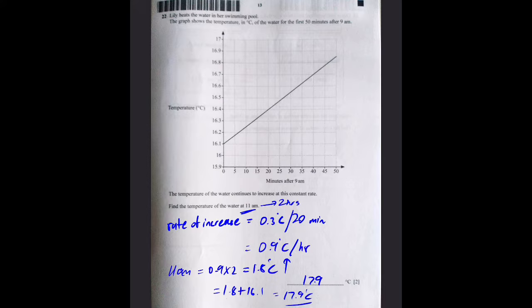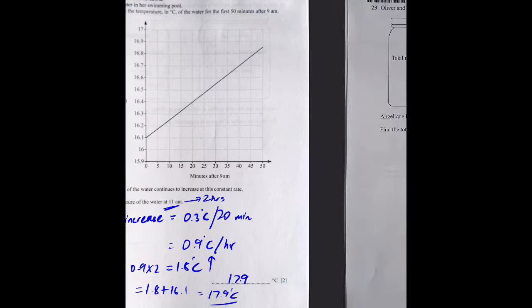That's because I've taken the temperature 16.4 degrees, and the x-coordinate of that value is 20 minutes. And I got 0.3 by subtracting 16.4 minus 16.1. And also, why are we adding 16.1 here? Because we need to find the temperature at 11 a.m. So we found the increase in the temperature, but we need the initial temperature to find the final one, right? 16.1 is the initial temperature, so that's why we add 16.1 with 1.8 to get 17.9 degrees Celsius, and that's our answer. Let's go to question 23.